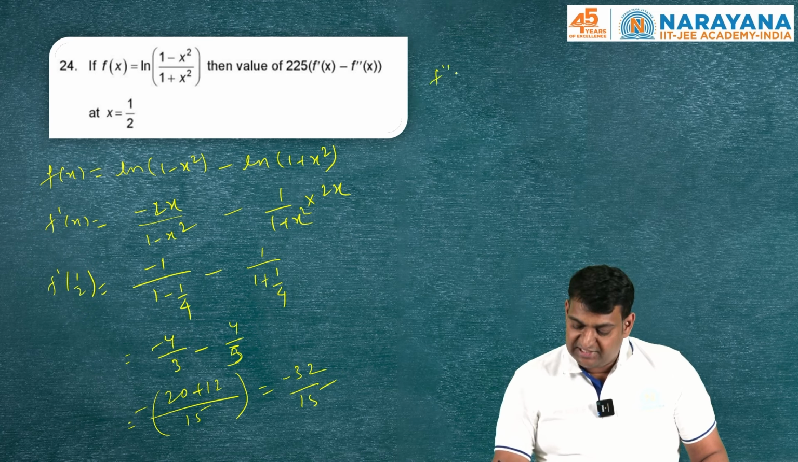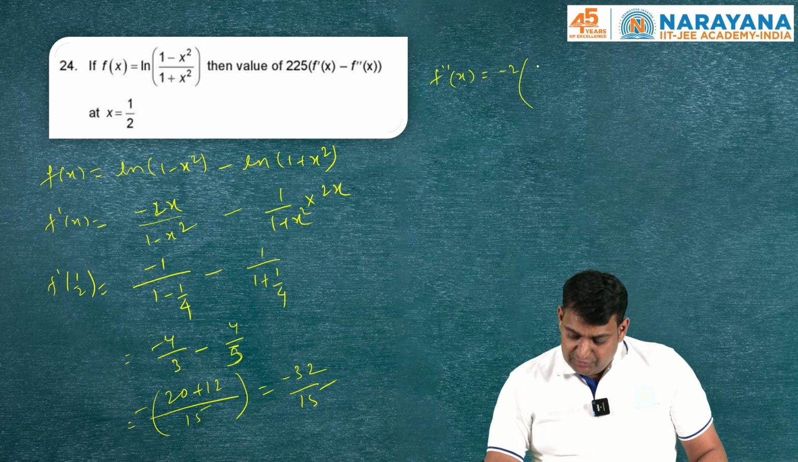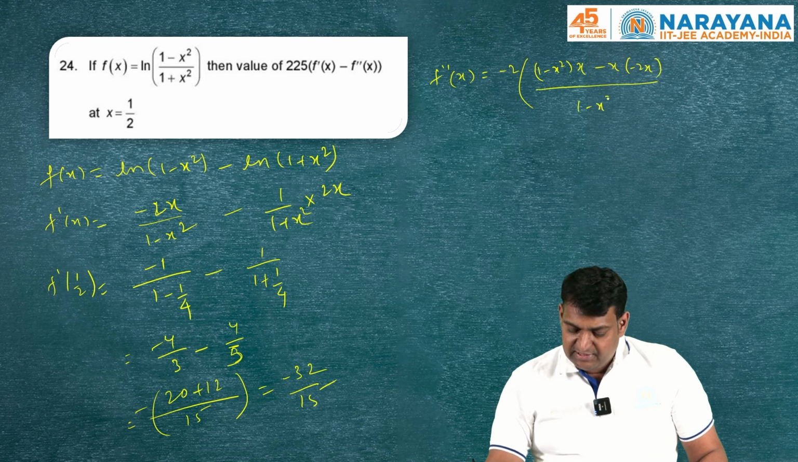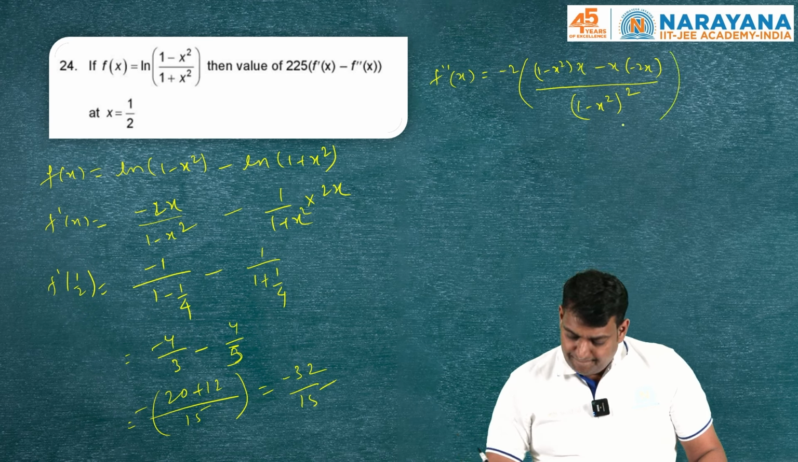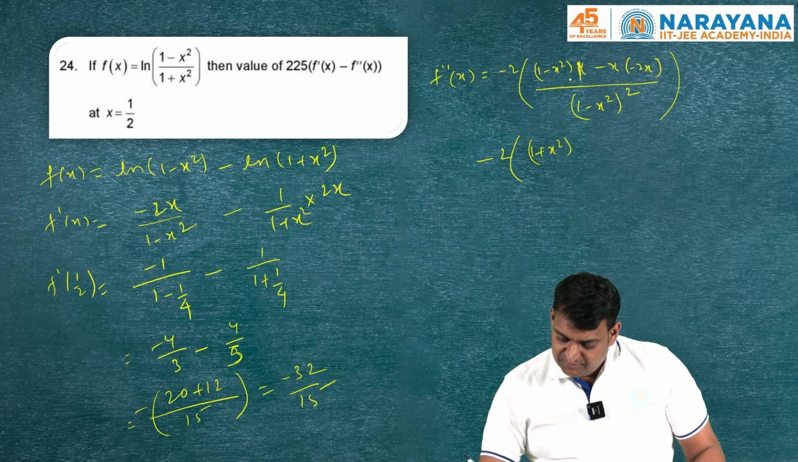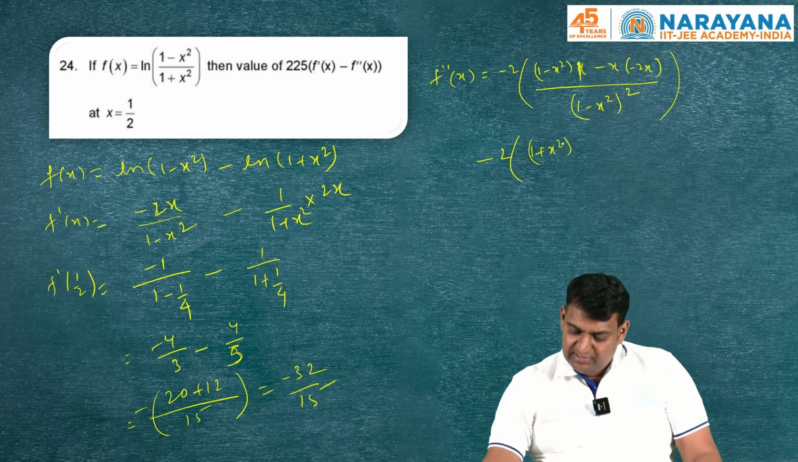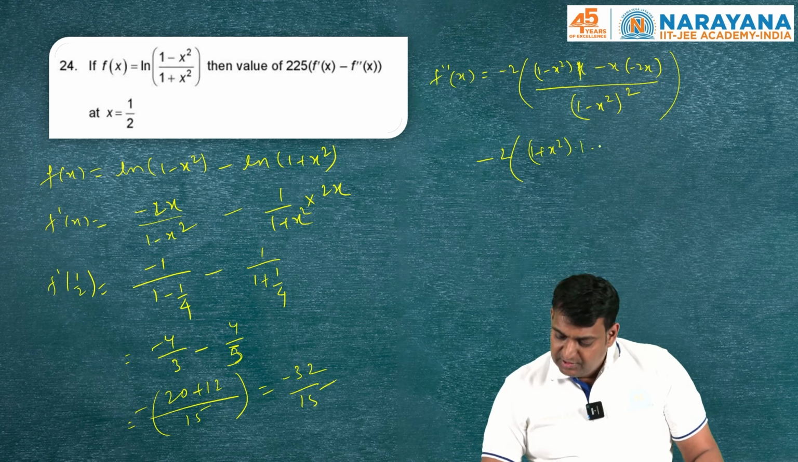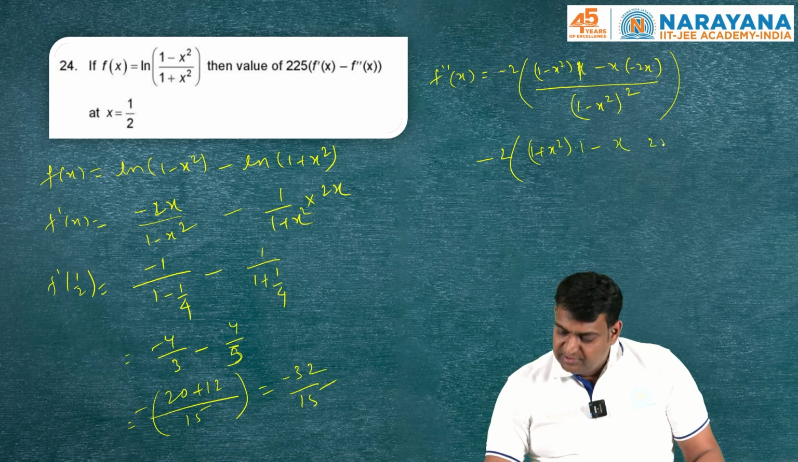Now let us go for f double dash. Again, simple only. What is f double dash? Minus 2 into u by v: denominator into derivative of numerator minus numerator into derivative of denominator by denominator square. Minus of this one, u by v again, 2 is constant, denominator into derivative of numerator, derivative of numerator is 1, 1 minus x square denominator, derivative of x is 1, minus numerator into derivative of denominator by denominator square. Here also denominator into derivative of numerator 1 minus numerator into derivative of denominator 2x by denominator square.